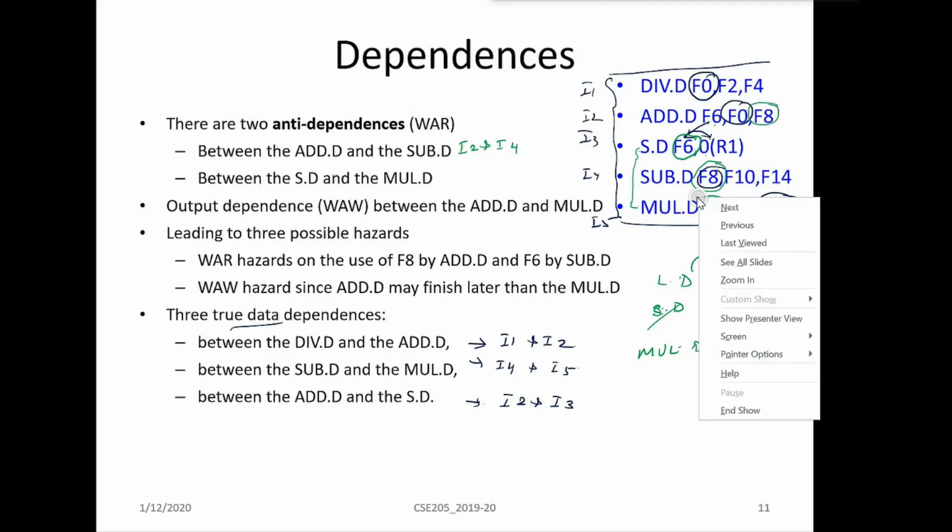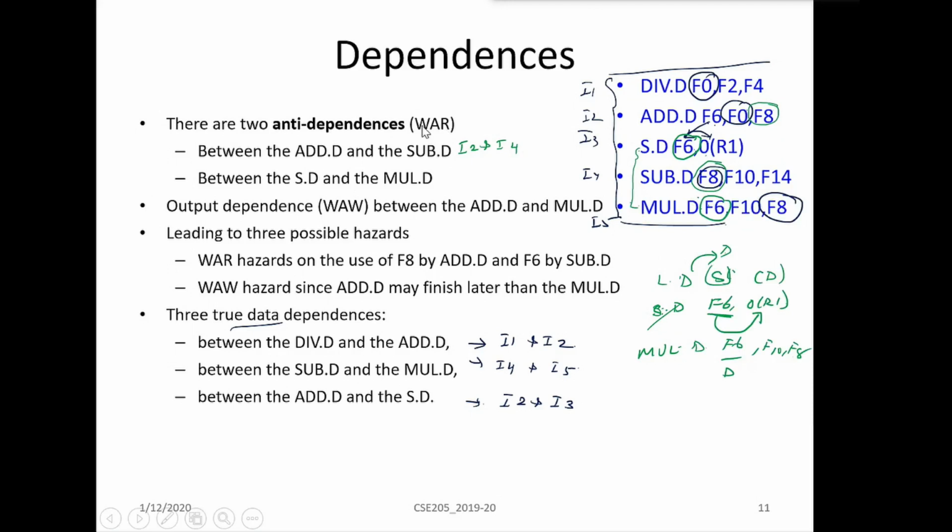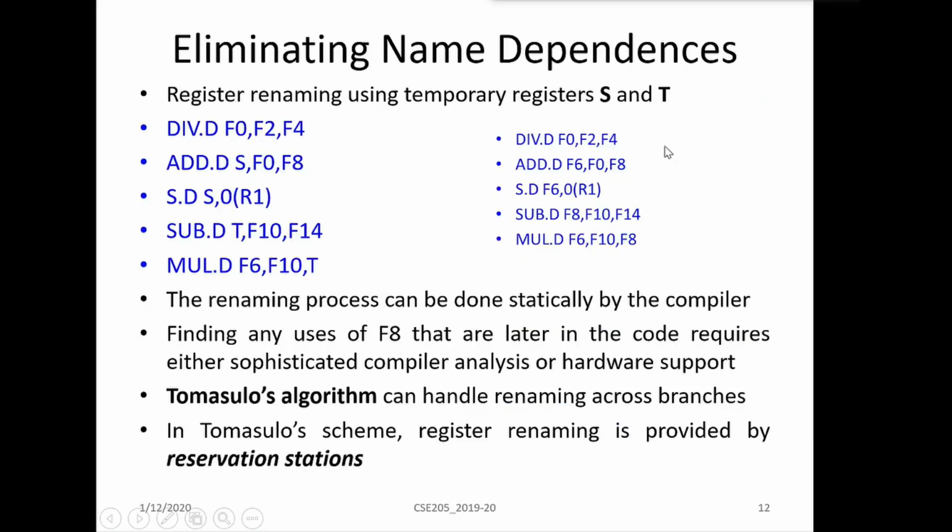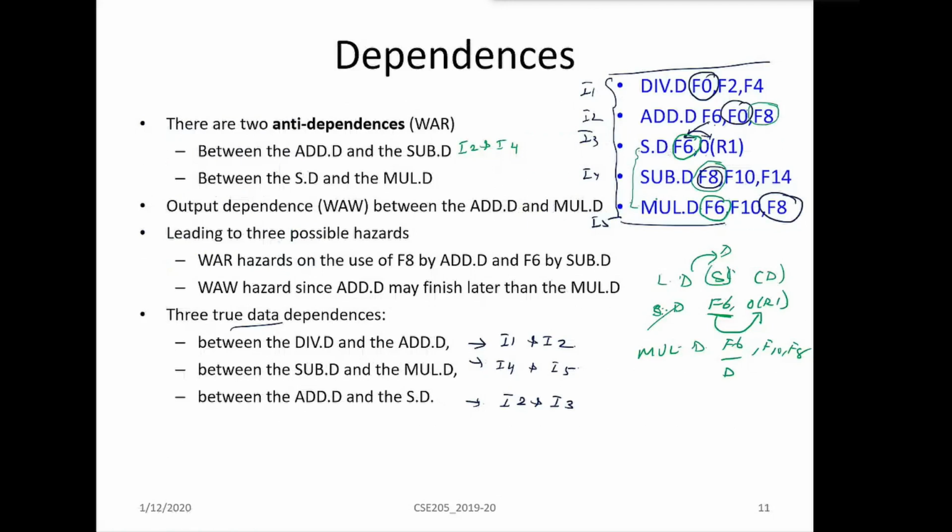anti-dependence. Okay, what is WAR? Write after read. So this is a read. We are reading the data from M6 and moving it to the location R1. Got it or not? We are reading and just moving to here, right? We are trying to write, so it comes under WAR hazard.